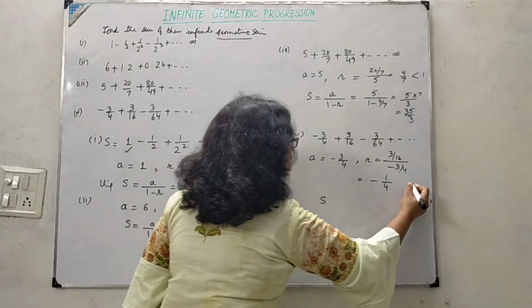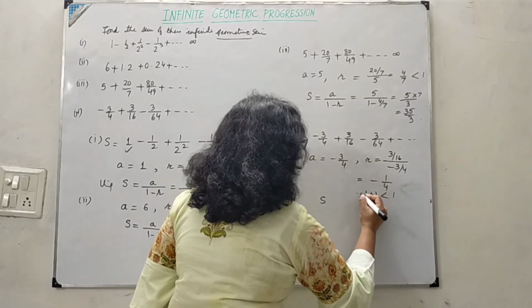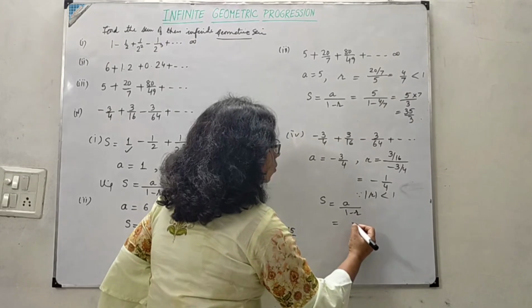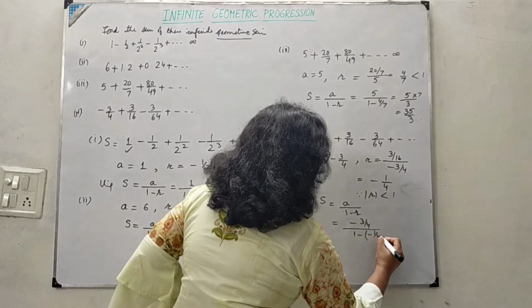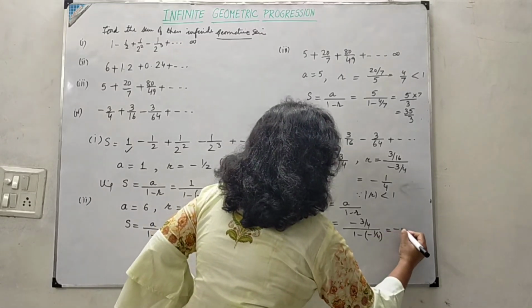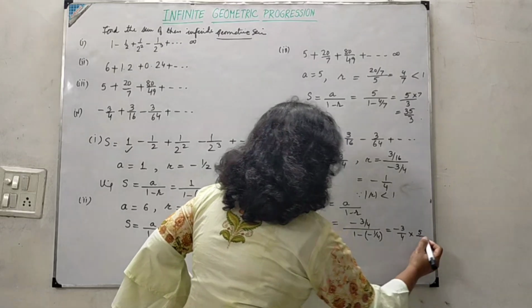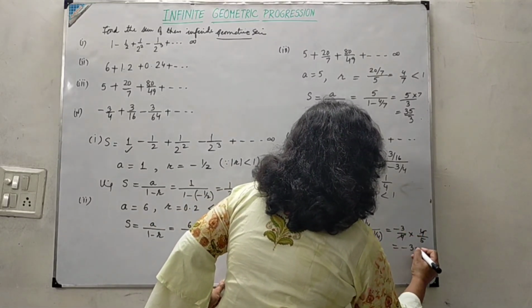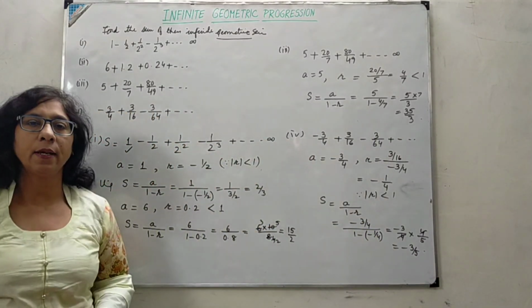Now again, because r modulus is less than 1, you can always write the condition, therefore S is a upon 1 minus r. So a is minus 3 by 4 upon 1 minus (minus 1 by 4), that is minus 3 by 4 into 4 by 5, and so 4 cancels out and we get minus 3 by 5. In the next video, let us take some more questions.